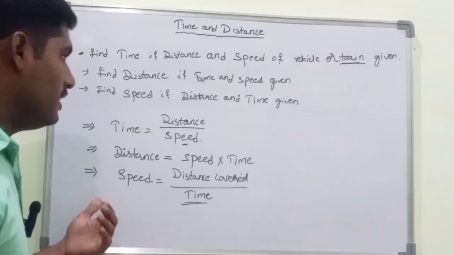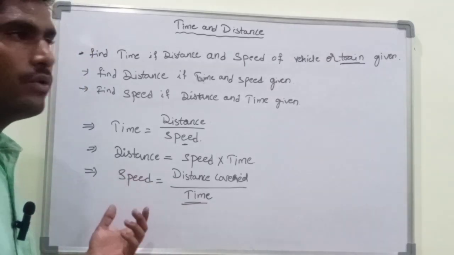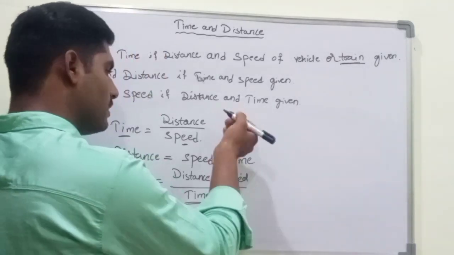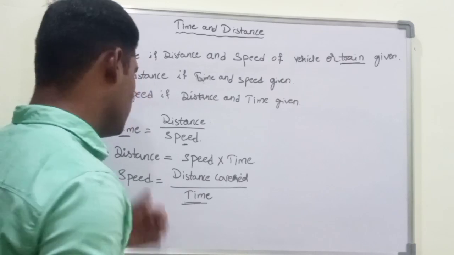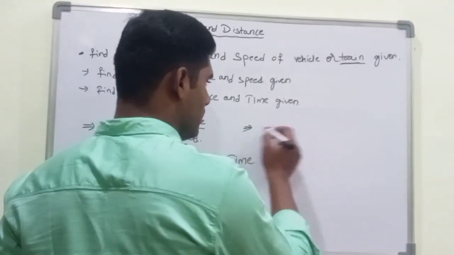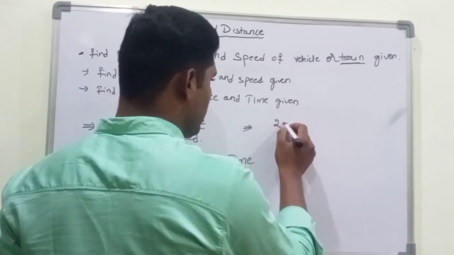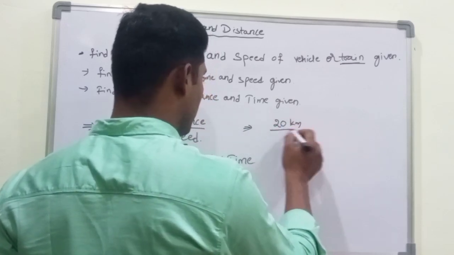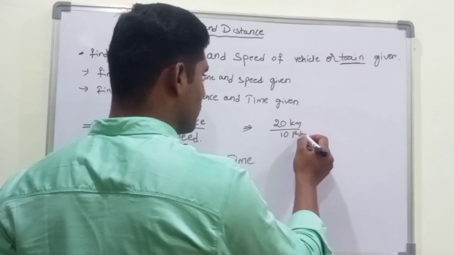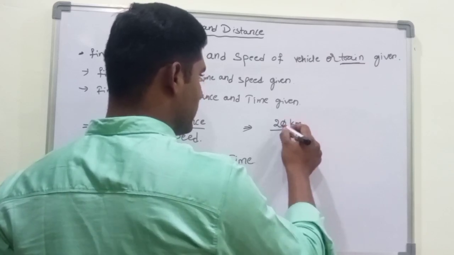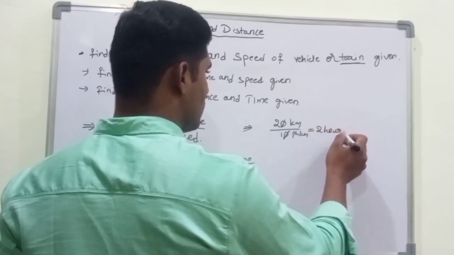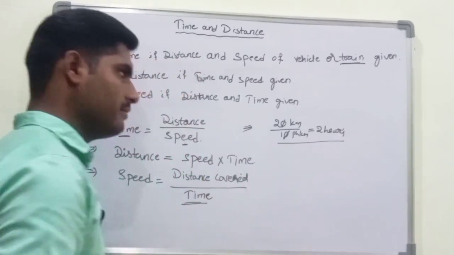So here we have to just know what is what. Time: how do we find the time? Distance covered in particular speed is nothing but time. Example, covered 20 km with the speed of 10 km per hour, the time taken will be 2 hours. So this is the example of time.